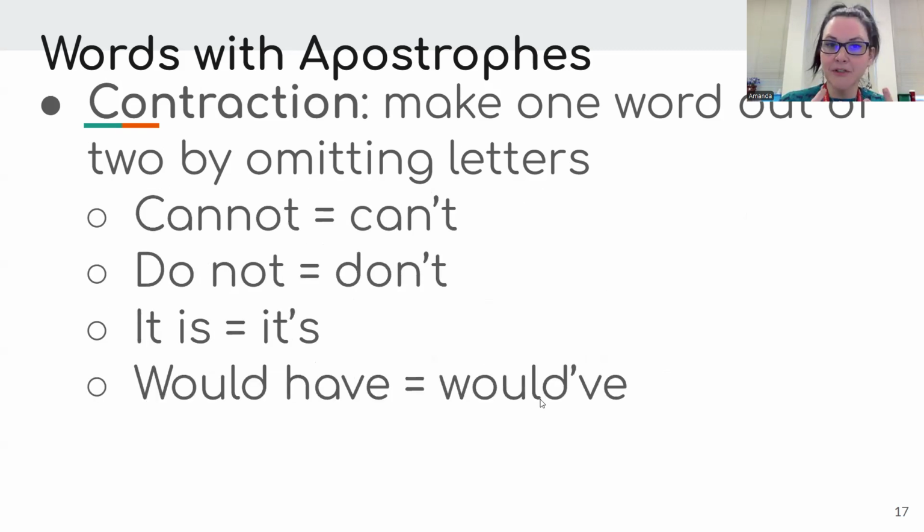So some popular contractions, cannot is actually one word. Cannot is one word. But when we add the apostrophe, we replace the no there. So can't, can't. Do not becomes don't, don't. It is. I just showed you this one. It is becomes it's. It's. And would have is actually would have. People think it means would of, like OF, but it's actually would have, would have.